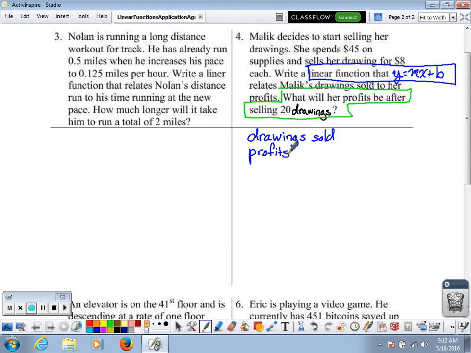Okay, and they tell us that. When they say write the linear function, her drawing sold and her profits. They're telling us that those two things are changing. And if you read the story, think about it. Okay, she's selling drawings. She's making money. Well, how much money she makes is affected by how many drawings she sells. Okay, those two things are changing. And if we think about that relationship, that tells us which one's X and which one's Y. What do you think, which one's causing the other one to change?